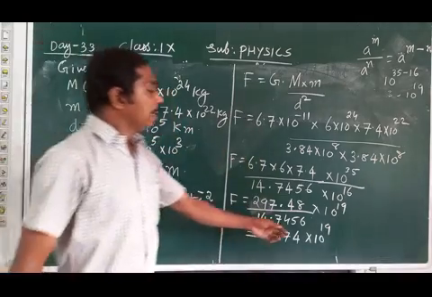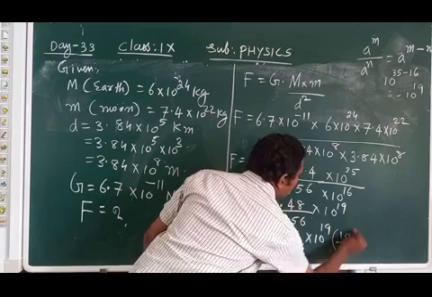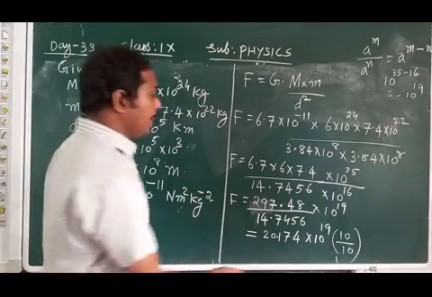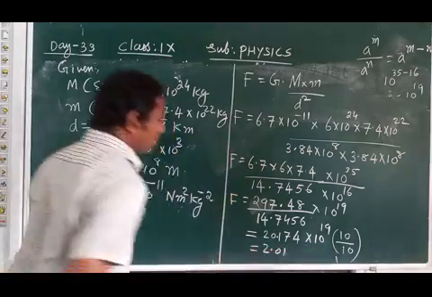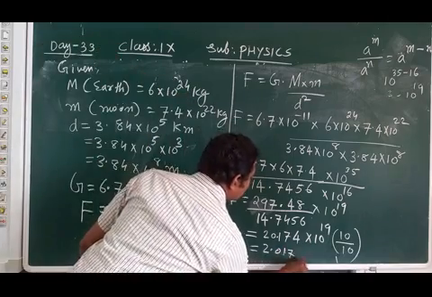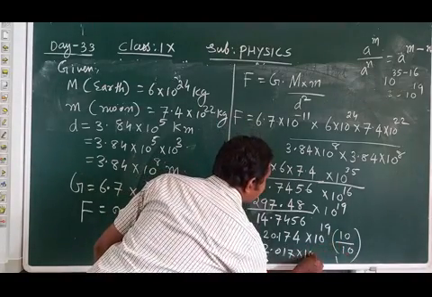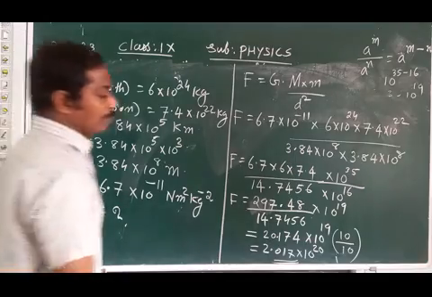Then we can multiply and divide with 10. No change in value. When we divide, we will get 2.017. Then when we add the power, we will get 10 raised to 20. That is the answer according to the textbook.